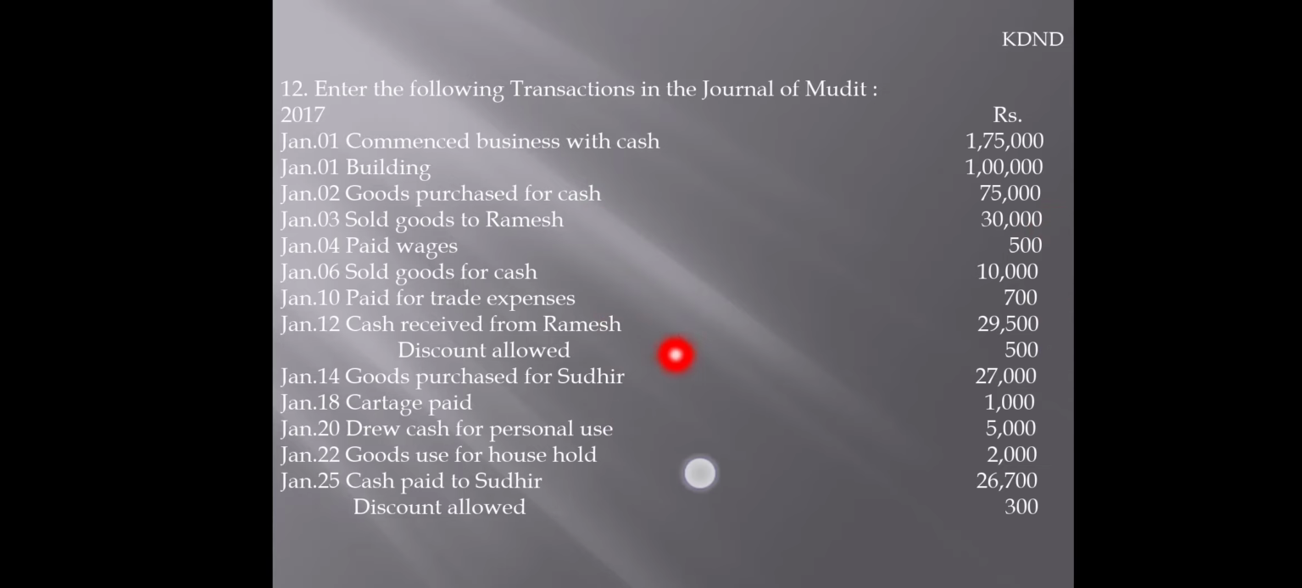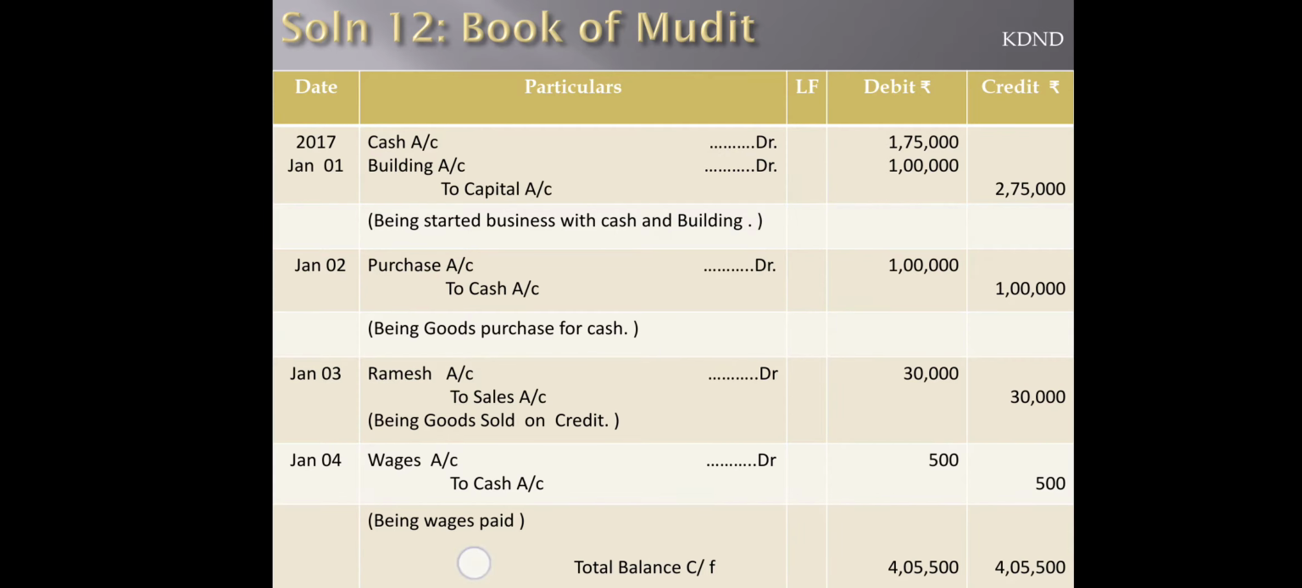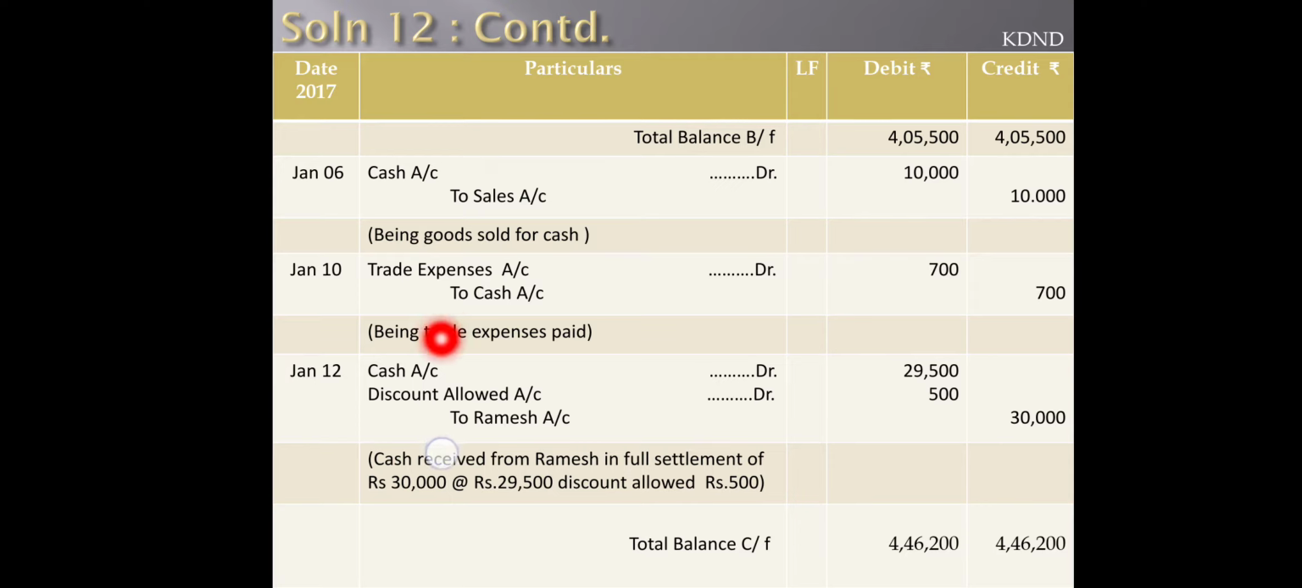Now instead of 30,000 he is paying us 29,500, so we have allowed him a discount of 500. In this particular case, cash received is 29,500, discount allowed is 500, and Ramesh is a giver. So your transaction will be: cash account debit, discount allowed account debit to Ramesh.